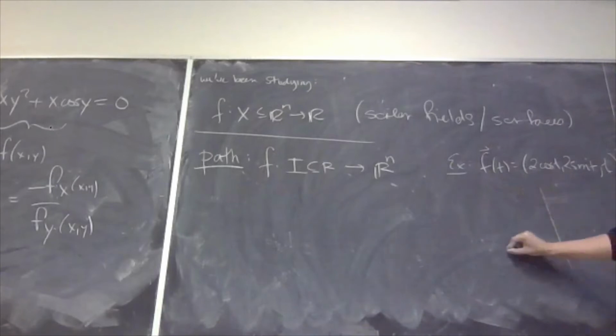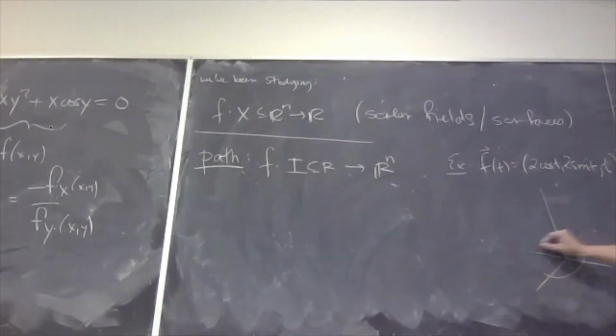So this particular path goes like this, which is why it's called a helix. It twists in these two variables and increases in this one. Right? The z is going up constantly, but the x and y are rotating on this circle, cosine and sine.